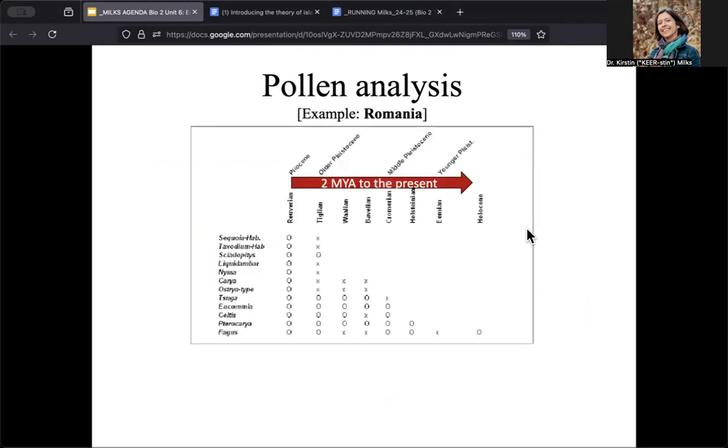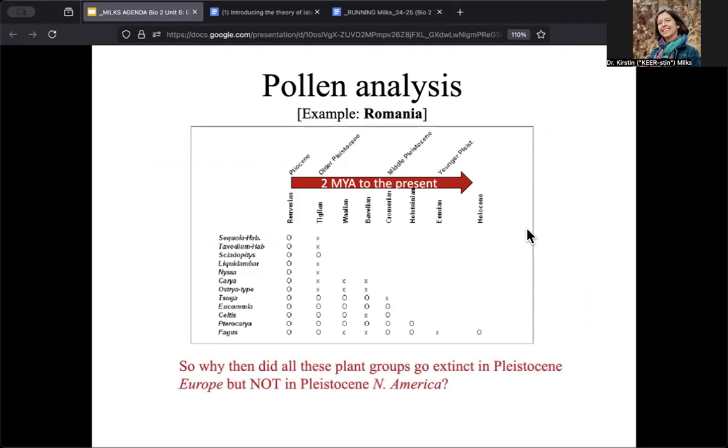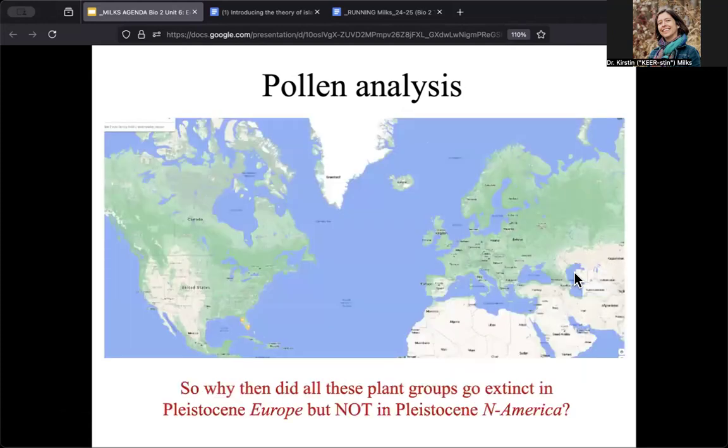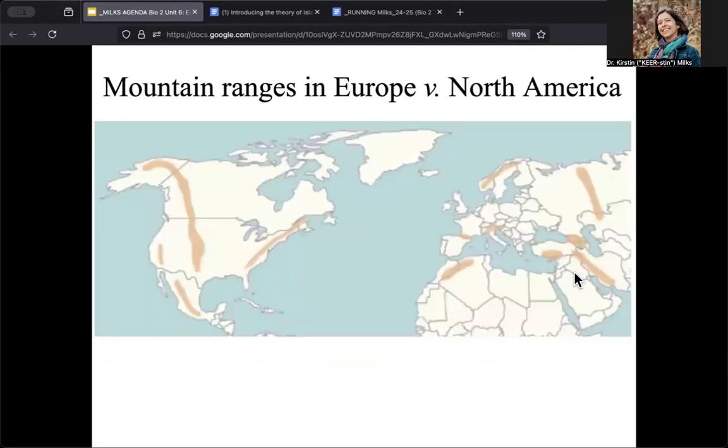And it turns out that if we look at pollen analysis, like for example, in an Eastern European country, Romania, it turns out that the plants all start there. And then as time goes on, they become less and less common. And there's this question about why they went extinct. And there's this story that it turns out is probably not correct in this analysis, but it's about mountain ranges. So you can imagine that it might be more difficult to migrate up and down as the weather gets warmer or colder as climate changes.